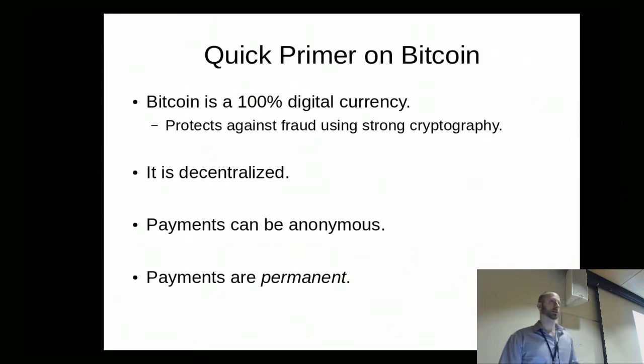Bitcoin's a 100% digital currency. It uses strong cryptography to protect against fraud. It's designed to be decentralized, and I guess you can kind of say it still is, although that's a little debatable these days. Payments can be anonymous. A common thing people like to say is that Bitcoin is anonymous. I would say that they can be anonymous, depending on how you go about using it. And payments are permanent. That's one of the central things behind it: if you send a payment to somebody, it's gone forever, unless they choose to send it back.